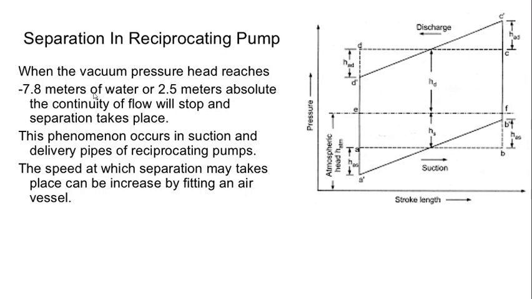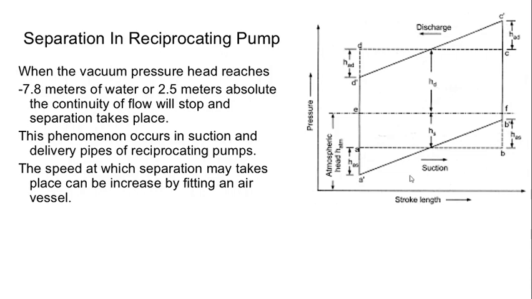See, for water, the vapor pressure is minus 7.8 meters or 2.5 meters in absolute scale. So when this pressure reaches, then the water starts boiling and vapor bubbles are formed. So ultimately it leads to separation in the machine.